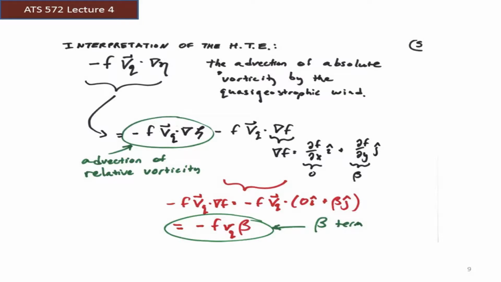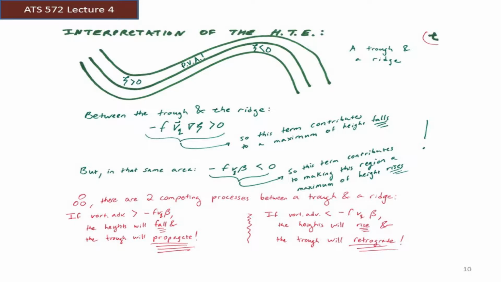We'll be seeing so much about that beta term in this review, but there is a beta term here in this height tendency equation. Moving on to the 10th slide here. The interpretation of the height tendency equation shows us how we can have areas of positive vorticity advection, and they're going to result in height falls. In the area of positive vorticity advection, the heights are going to fall, which makes the trough move farther to the east and so on.